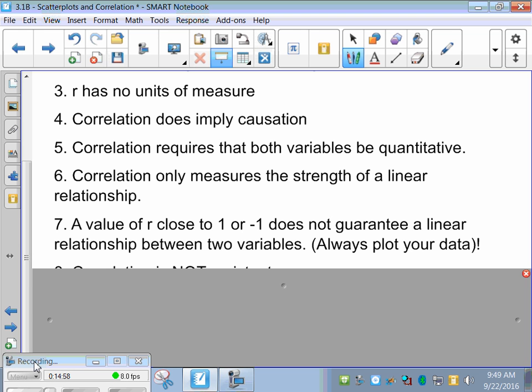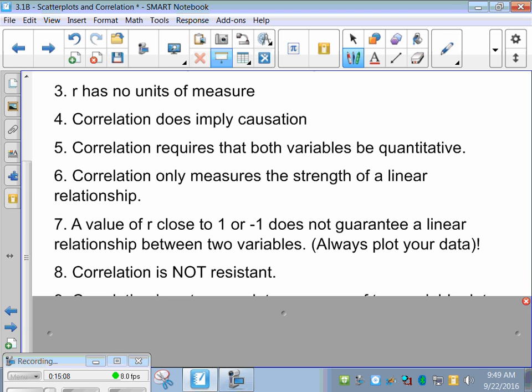They really drill this into your head in this book, so watch out for that on the AP test. Always plot your data. You have to look at the scatter plot. Don't assume just from the R value. Correlation is not resistant. What does that mean? We learned that a while ago. Jake, what do you think? Yep, if you put an outlier in there, that's going to definitely change correlation. So the closer the points are to the line, the closer the R value is to 1.